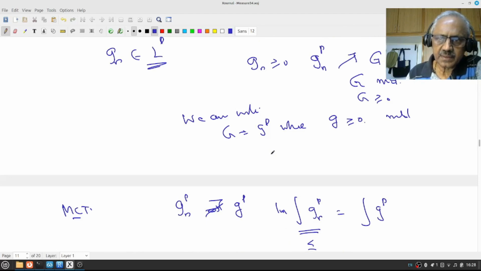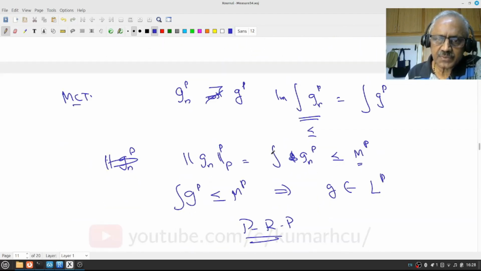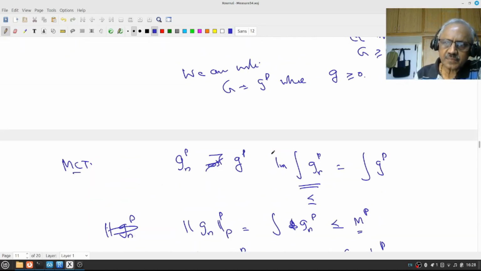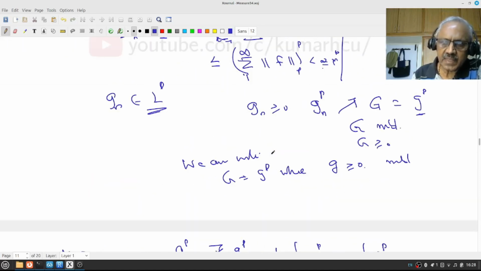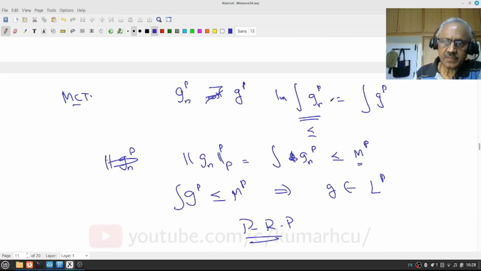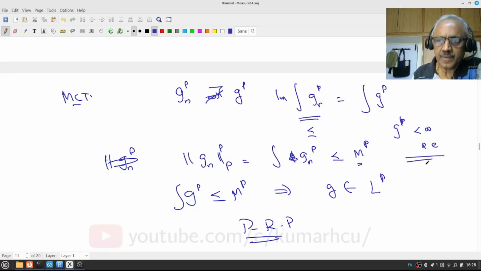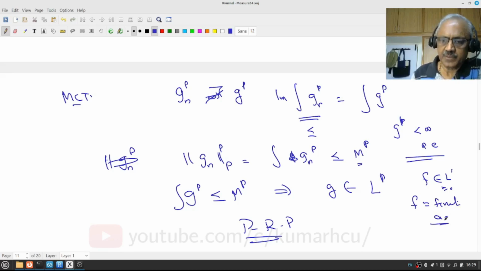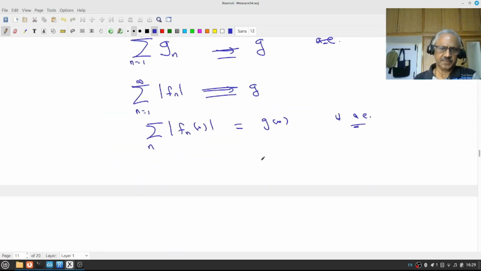Is that clear? Where does almost everywhere come in? Because what I know is the integral of Gn to the power p is convergent. Therefore, I know this G to the power p is finite almost everywhere. You understand that? We have to remember, if f is integrable and non-negative, then f is finite almost everywhere. That's what we are using. That's why the almost everywhere comes here.